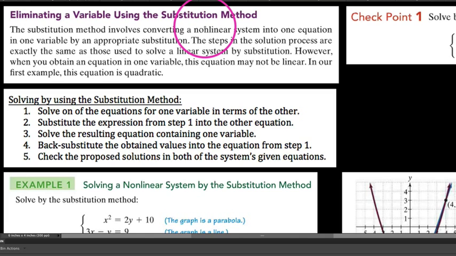So we say the substitution method involves converting a nonlinear system into one equation in one variable by an appropriate substitution. That is to say, what we're trying to do is eliminate a variable by making a substitution in terms of the other variable. The steps in the solution process are exactly the same as those we use to solve a linear system. However, when you obtain an equation in one variable, this equation may not be linear. In our first example, the equation is quadratic.